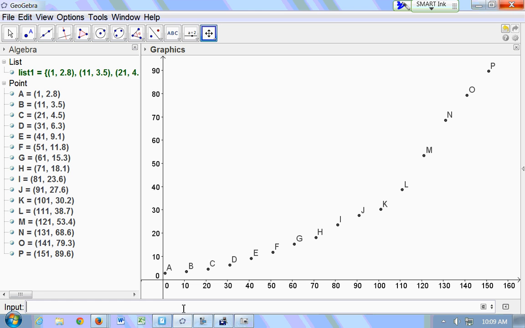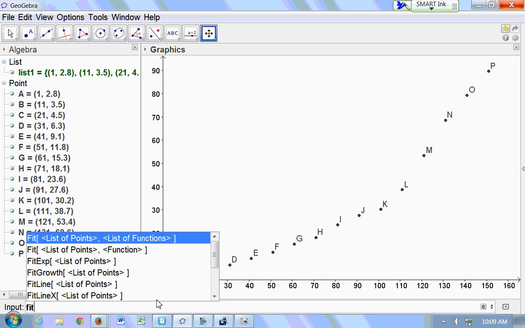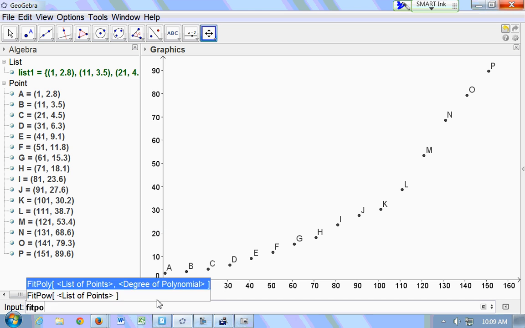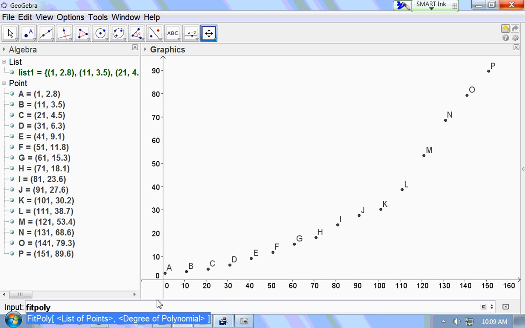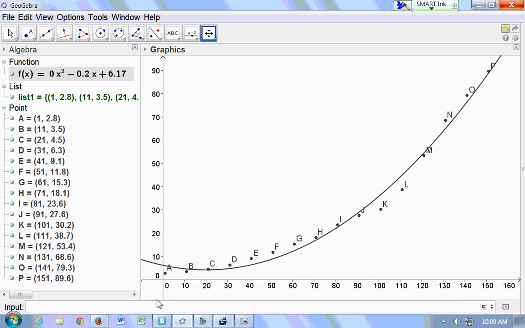Square root? Square. So fit, I'm going to do a poly. Fit poly is fit polynomial. Yep. And it tells you that you have to give the list of points and then what degree you want to use. So my list is called list 1, and I want to use degree 2. So there's a quadratic model.